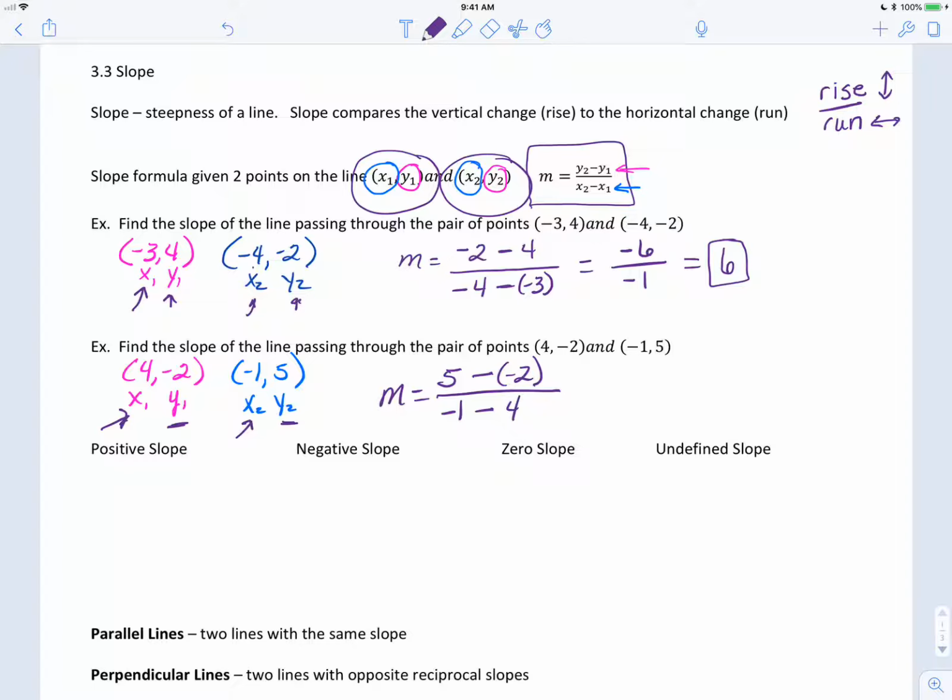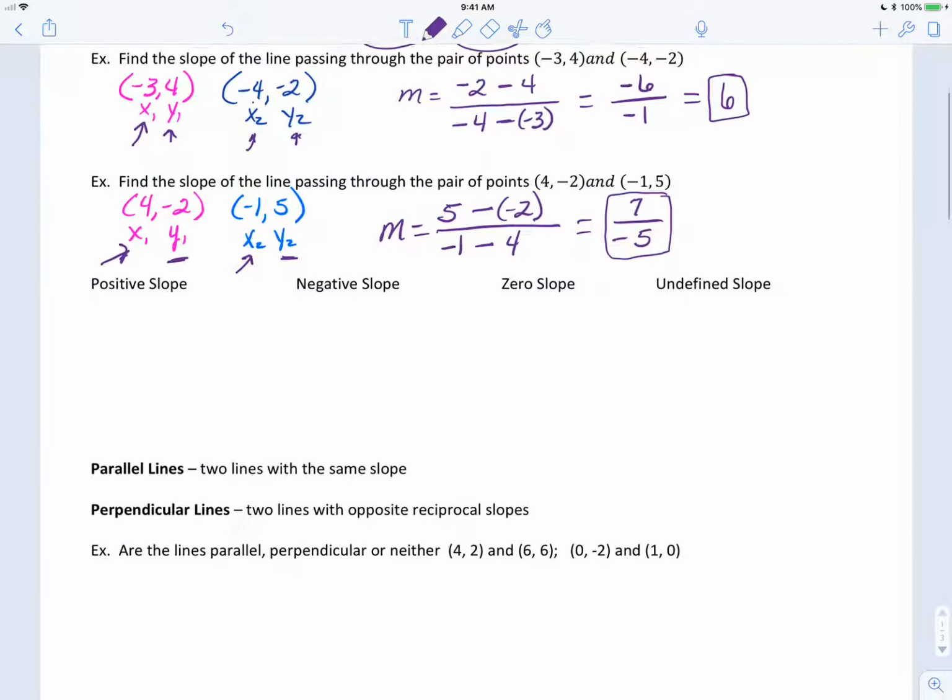All right, well, 5 minus a negative 2 is 7. If you need help with that, make sure that you bring your calculators to the test, so that you can calculate those correctly if you need to. Negative 1 minus 4 is a negative 5. Well, 7 over negative 5, that's not going to reduce, so we are going to have that as our final answer. That's the slope on that one.